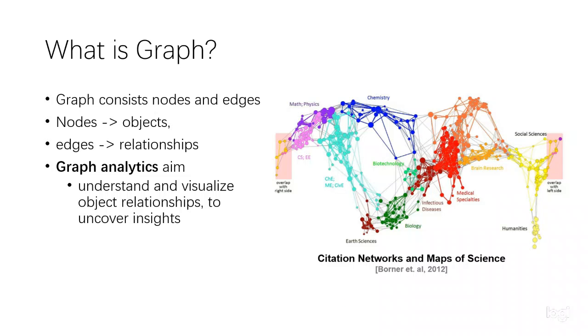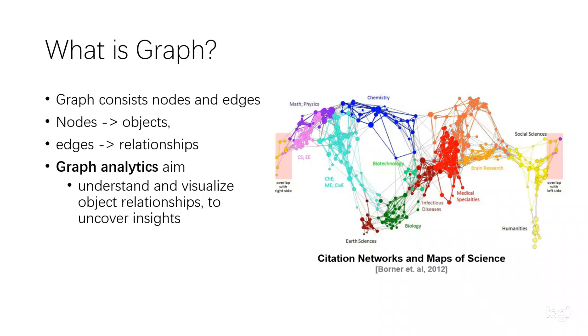Before moving to the details, let's look at what is graph. The graph is not the conventional graph we mean, for example, the histogram and the pie charts. The graph actually consists of nodes and edges. The nodes are objects and the edges are relationships. And graph analytics aims to understand and visualize the object relationships and to uncover any insights.